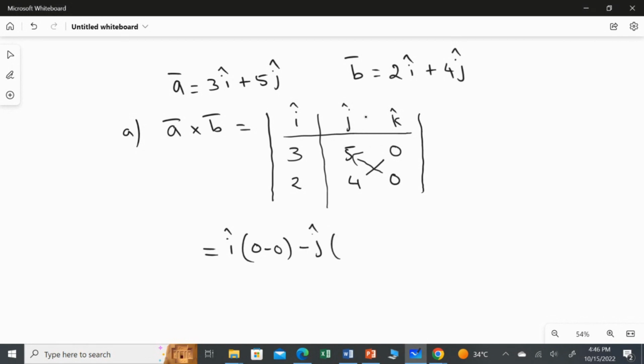So this time I will delete this. Clear? When you go for j, you have to consider this with this. 3 multiplied by 0 minus 2 multiplied by 0. So what's the value? Again 0 minus 0 you will get.